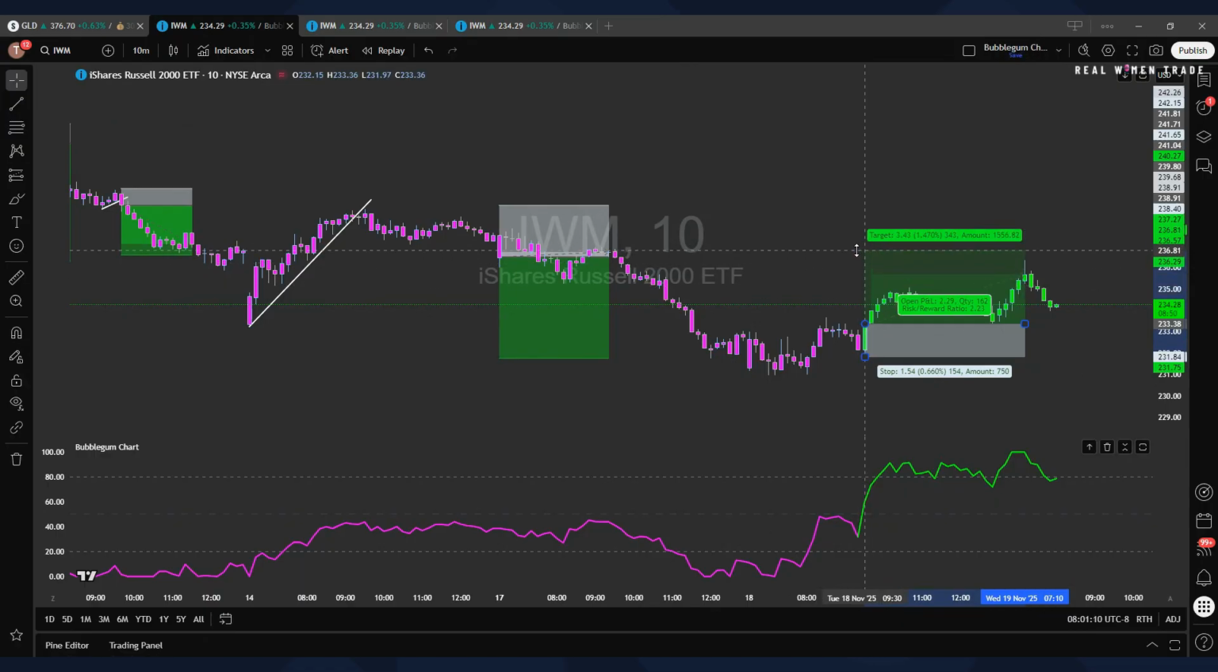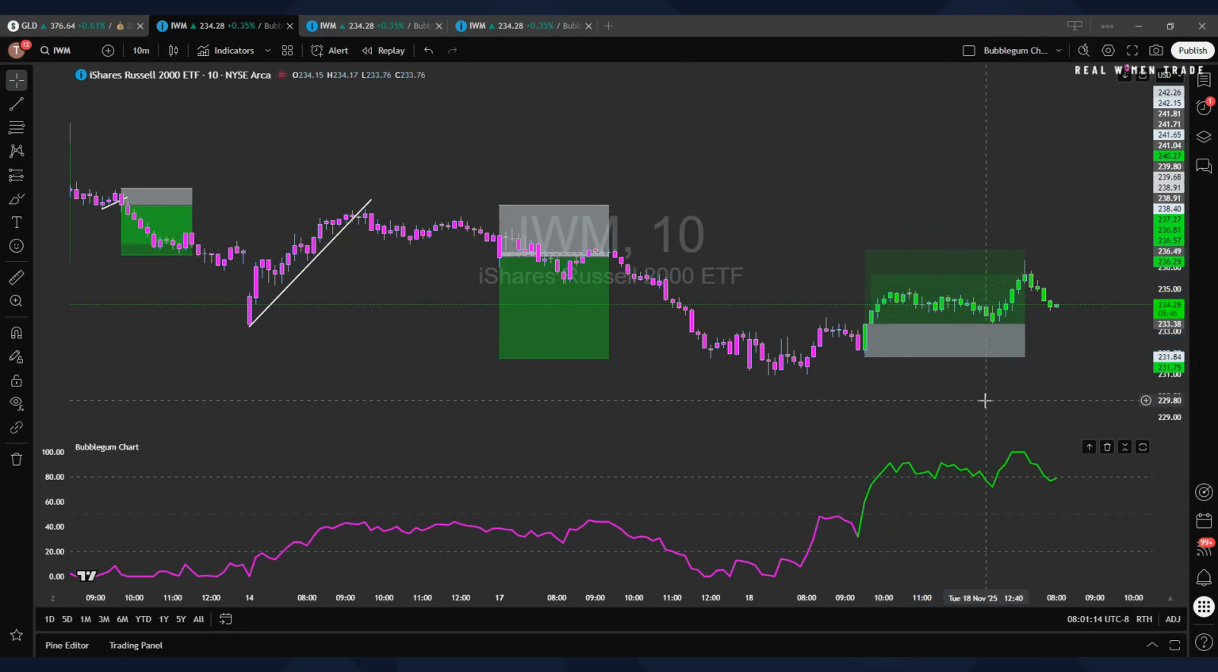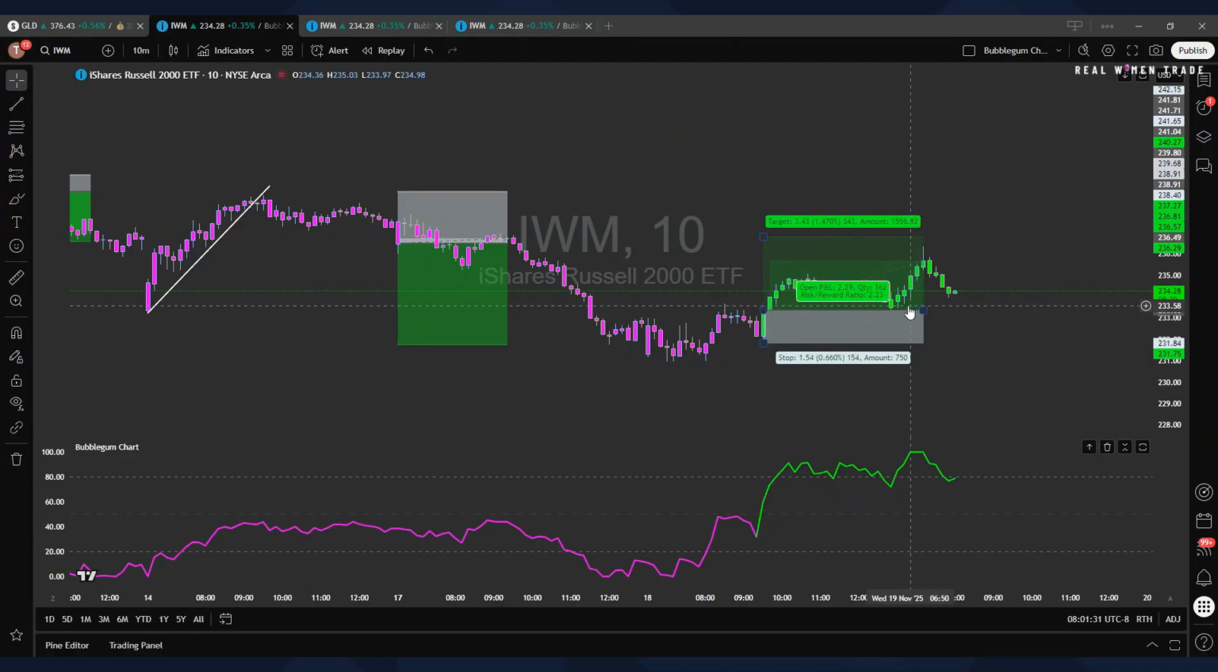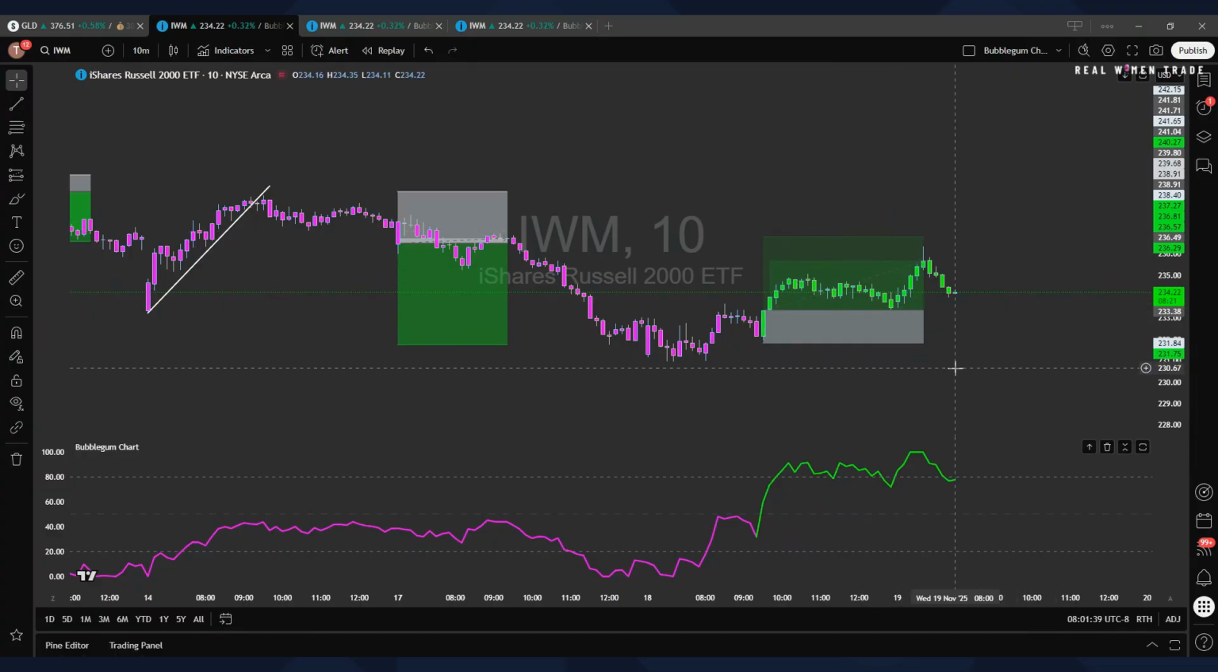This is the day that I'm filming this on, so it hasn't reached that high. I don't know if it will reach that high, but you can see BubbleFlow is chopping above the 80, so possibly by the end of the day, it could hit the target, or it could come back down and you could get stopped out. Maybe now we've had an entry, we've had a retest. You could move your stop to break even and see what's going to happen.